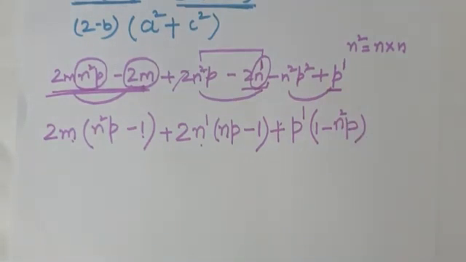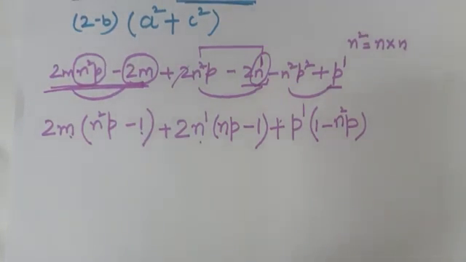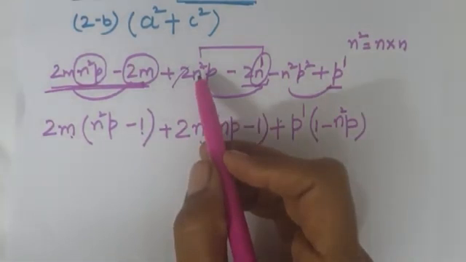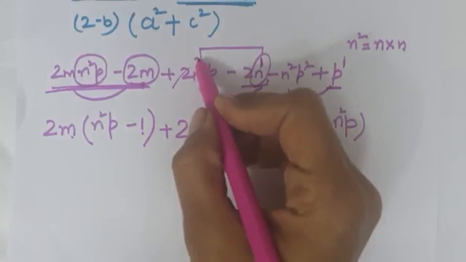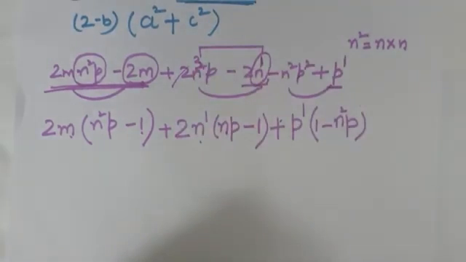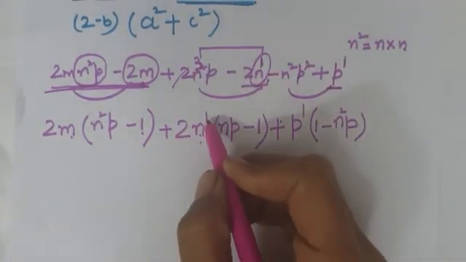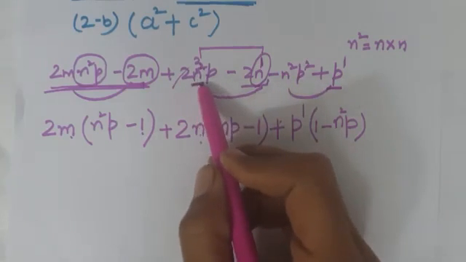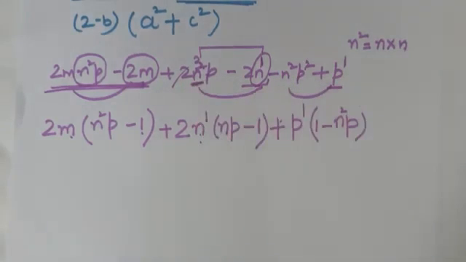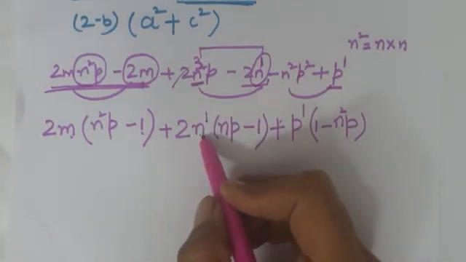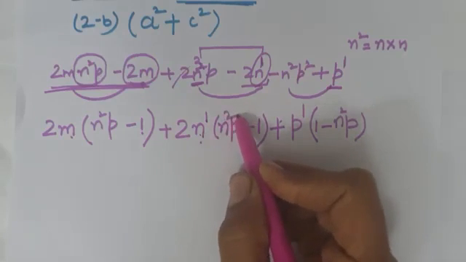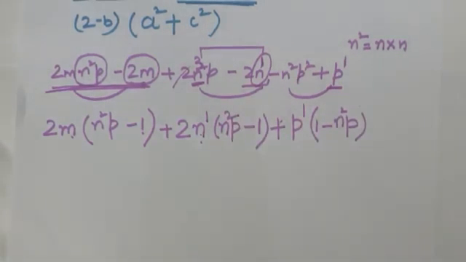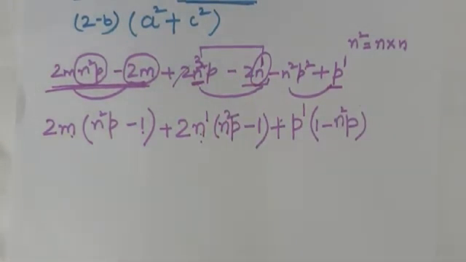Fine. This is clear? Students, there is not n square, there is n cube. So, after taking n raised to power 1 common, means there are n coming 3 times. 1 time I have taken common, so how many times is left? 2 times. Now, let us check all the brackets are same.